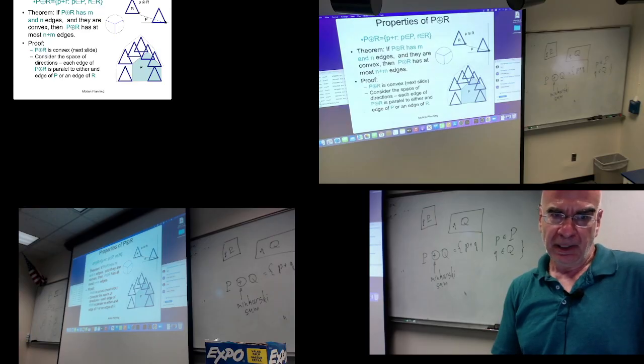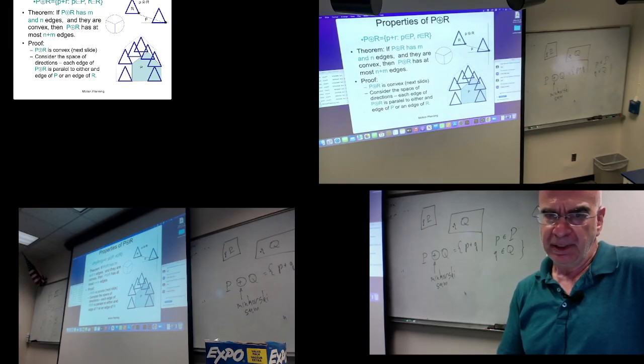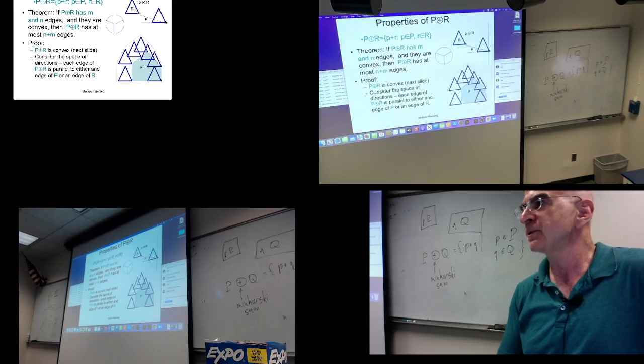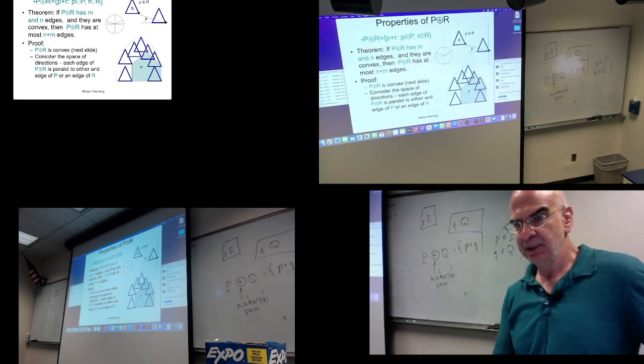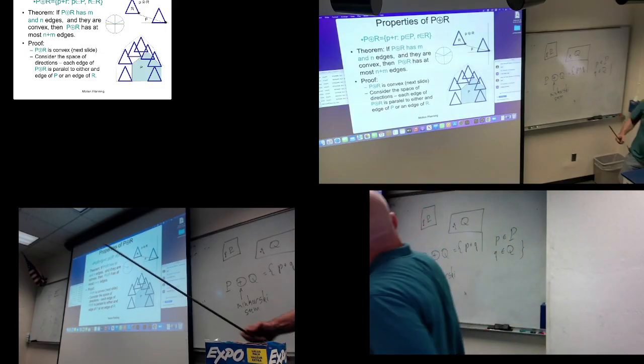Here are 4 robots. How do I generate this? I want to claim that if P has m edges and R has n edges, then the Minkowski sum has at most the number of edges in each one of them added together. It might actually be a tight bound, I don't remember. At least it's not more than this, and we'll prove it, because it will help us also build an algorithm for actually doing it.